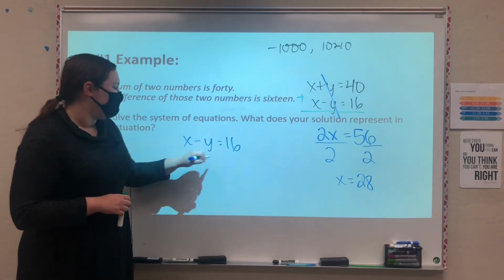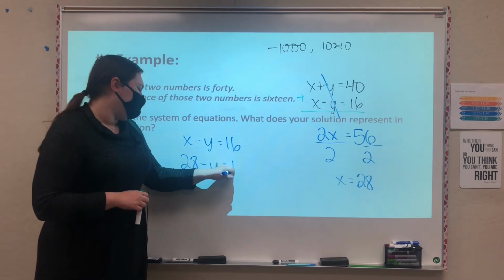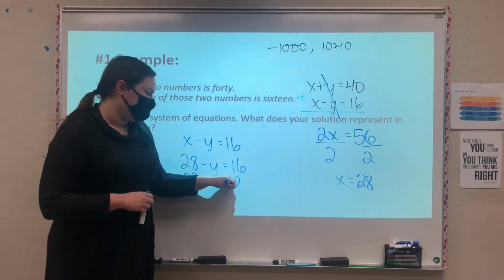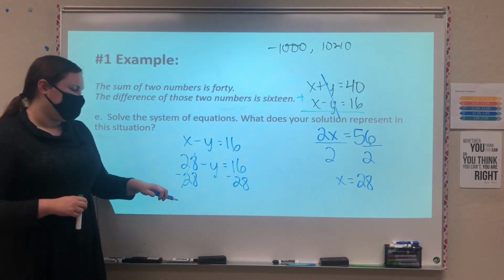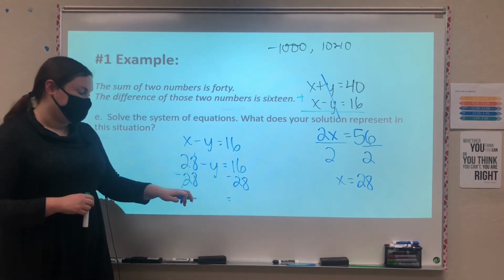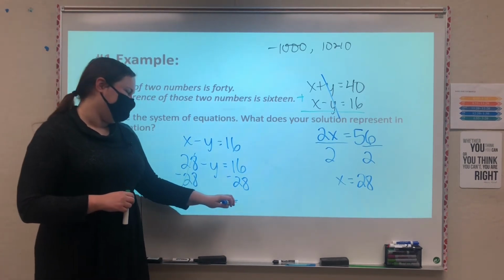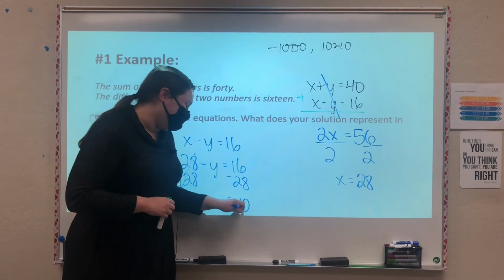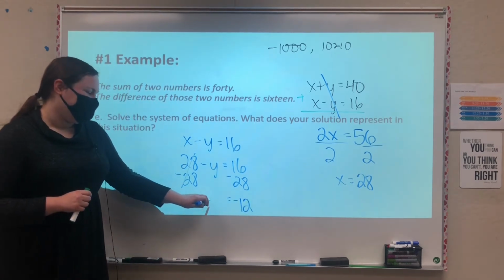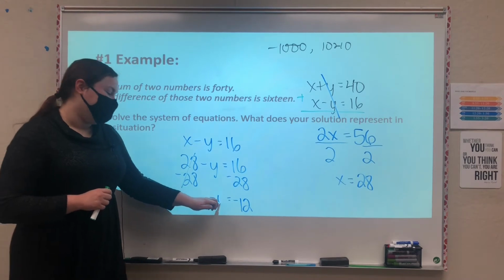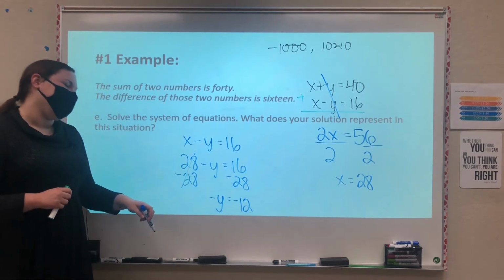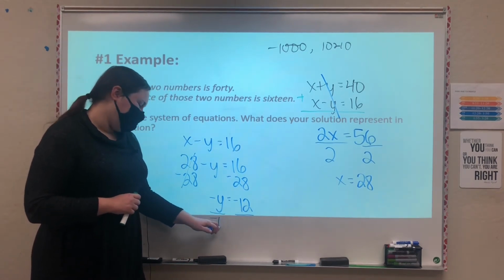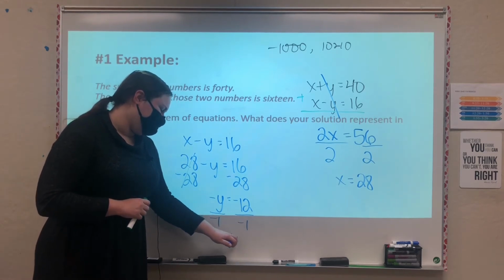So if I substitute in the second equation, it's going to say 28 minus y equals 16. Then you subtract 28 on both sides. And 16 minus 28 is negative 12. And so minus y equals negative 12. Yep, because you don't want to forget that negative sign. So negative y equals negative 12. And then you divide both sides by negative 1. Negative 12 divided by negative 1 equals positive 12.